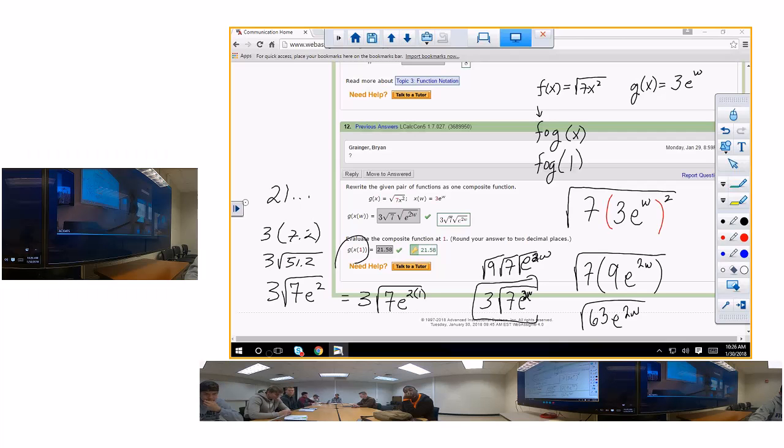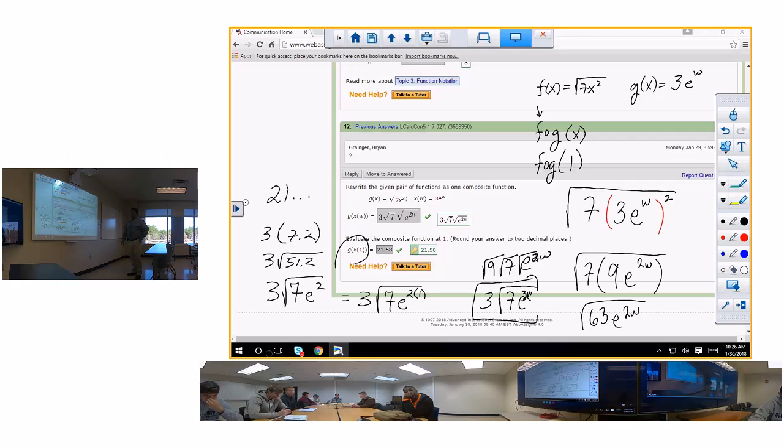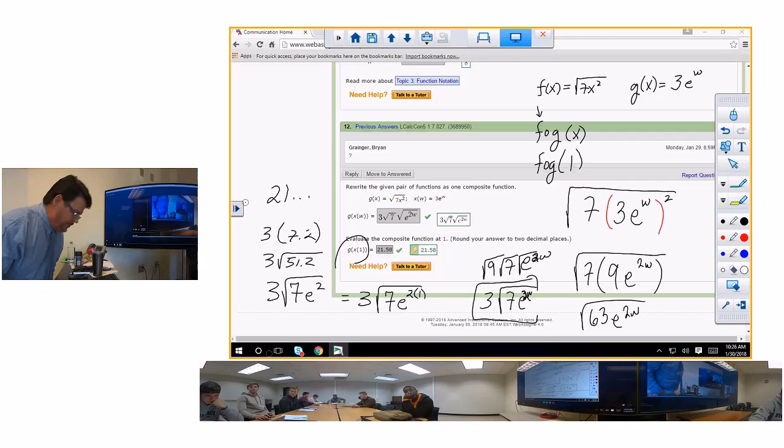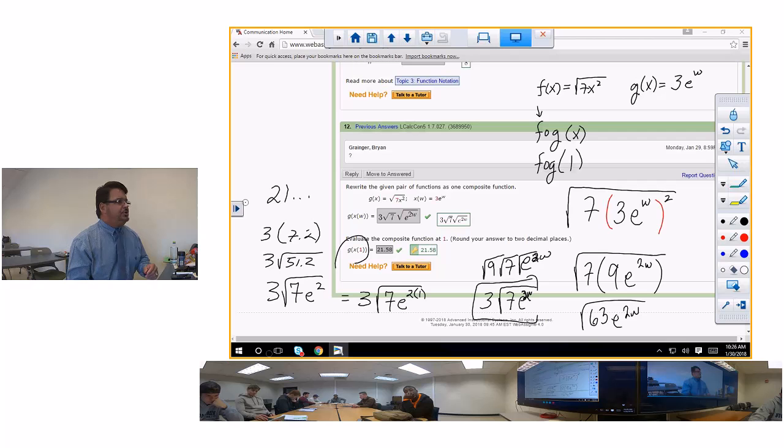On a test of 10 questions, this might be one question. Trying to give you an idea of what's important and what's not. It's important, but the reason it's important is because they're getting you ready for the difference quotient. They want to make sure you can turn in.